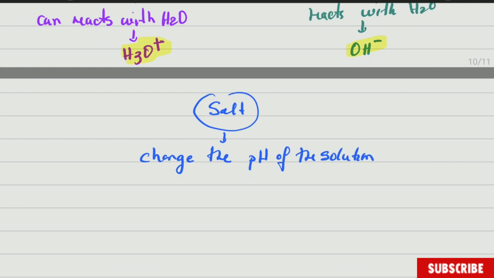So just to finish here, what else can that salt do? It can change the pH of the solution when it goes through hydrolysis. So when the salt undergoes hydrolysis, and remember, hydrolysis is the reaction of that salt with water, the resulting solution can be acidic or can be alkaline.